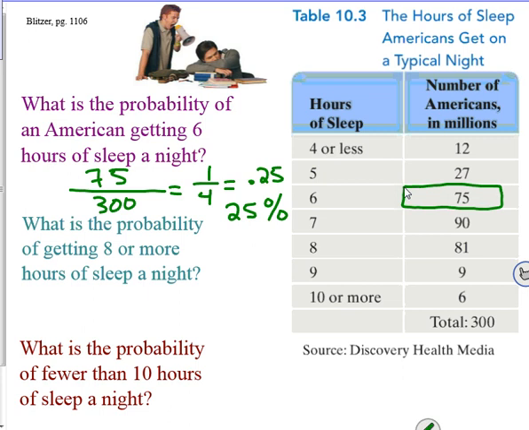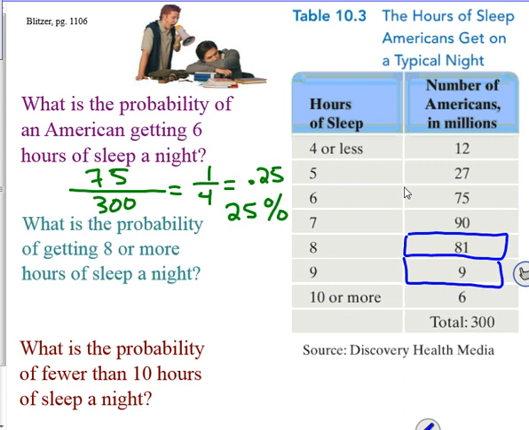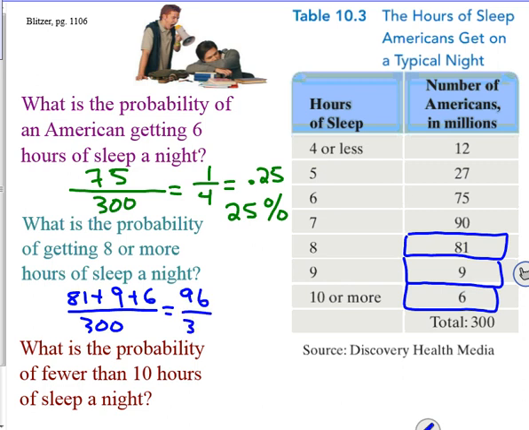For the next one, we could ask what's the probability of getting 8 or more hours of sleep a night. This time I have more than one piece of data that I have to add up. This is included in 8 or more. This is included in 8 or more. Those are all included in our 8 or more hours of sleep a night. So we're going to have 81 million plus 9 million, that's 90, plus 6 million over 300 million. So 96 out of 300.